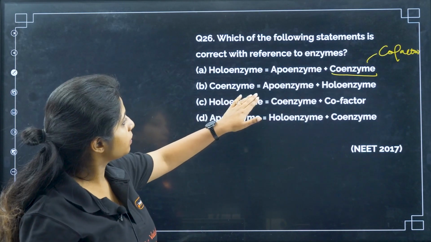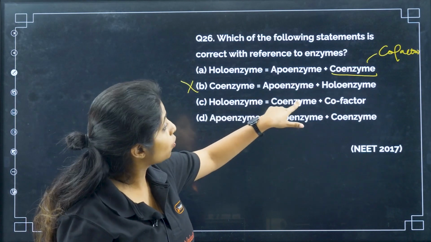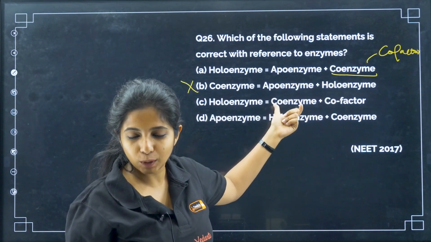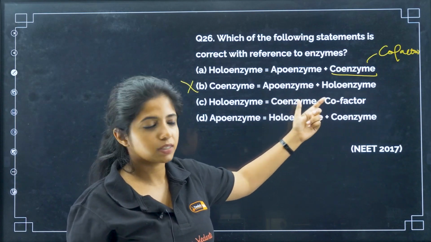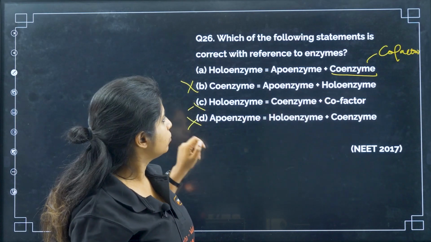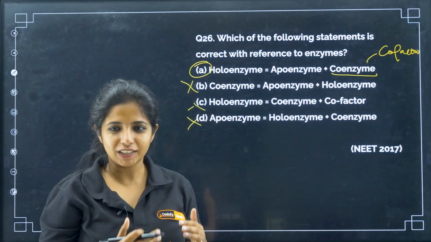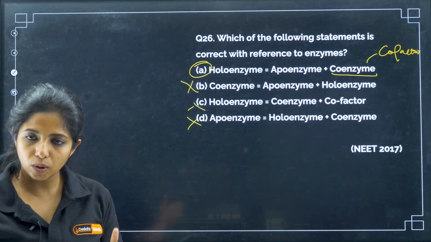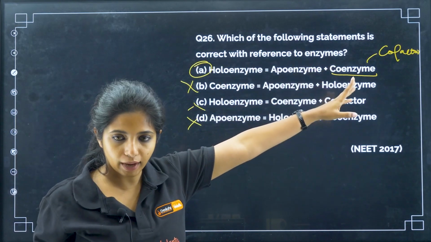Now, coenzyme is equal to apoenzyme plus holoenzyme, wrong. Holoenzyme is equal to coenzyme plus cofactor. Coenzyme is a type of cofactor, so why do you have to put it separately? And where is apoenzyme? No. And this is also no. So your answer becomes this. This is the most appropriate option that we have over here: holoenzyme is equal to apoenzyme plus coenzyme, which is a type of cofactor.